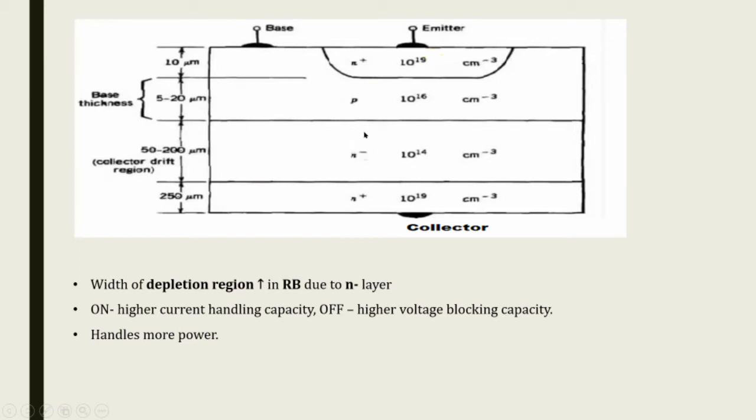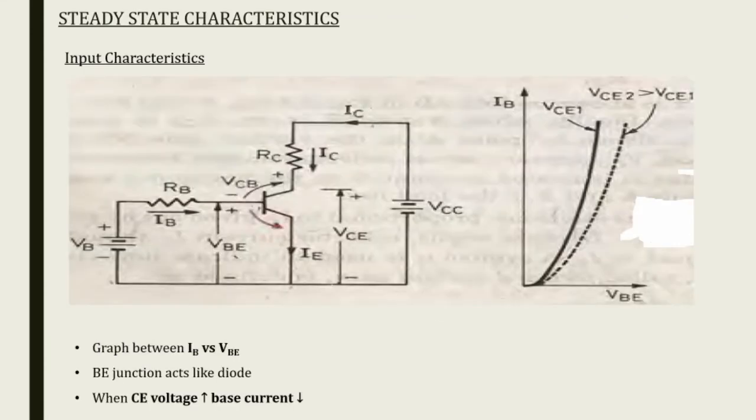So in the case of power BJT, in on state it will have higher current handling capacity due to the higher doping of emitter and collector. And in the case of off state, due to this N minus layer, it will have higher voltage blocking capacity. So ultimately in on state it has higher current handling capacity, and in off state it has higher voltage blocking capacity. So ultimately it can handle more power. Okay. So now the steady state characteristics.